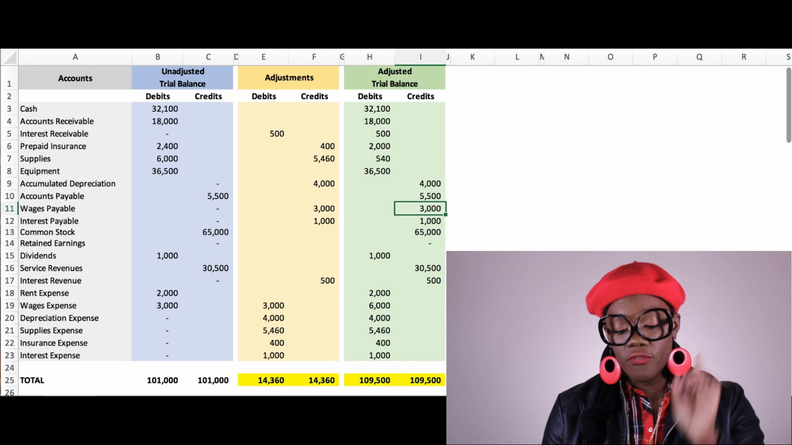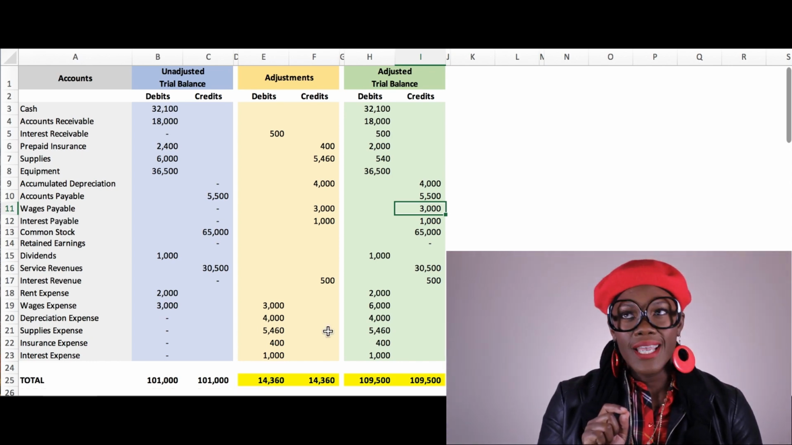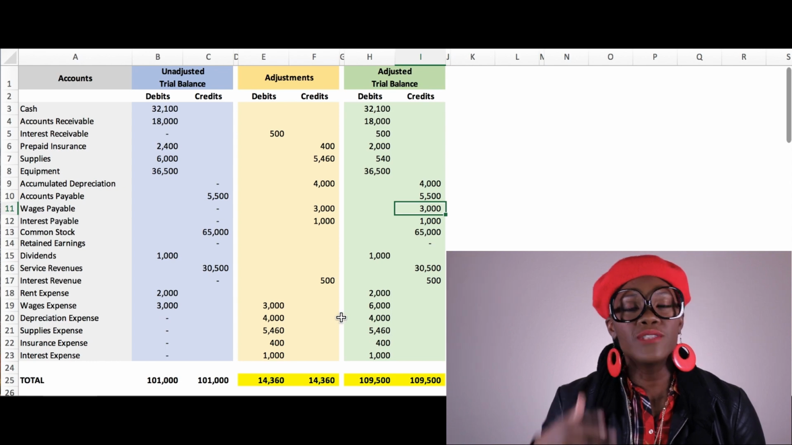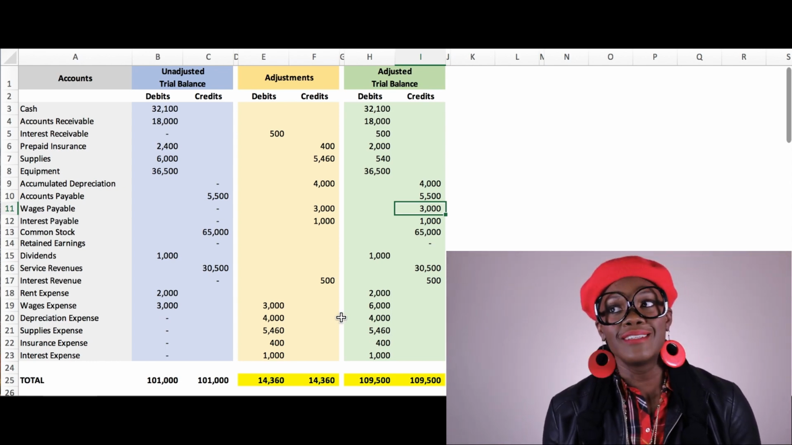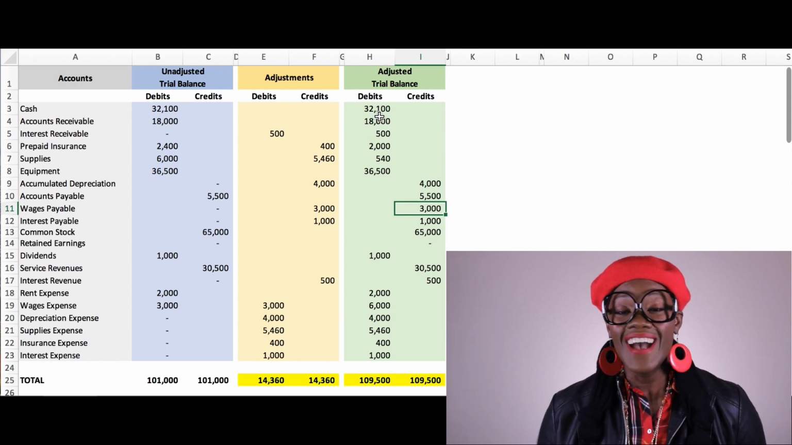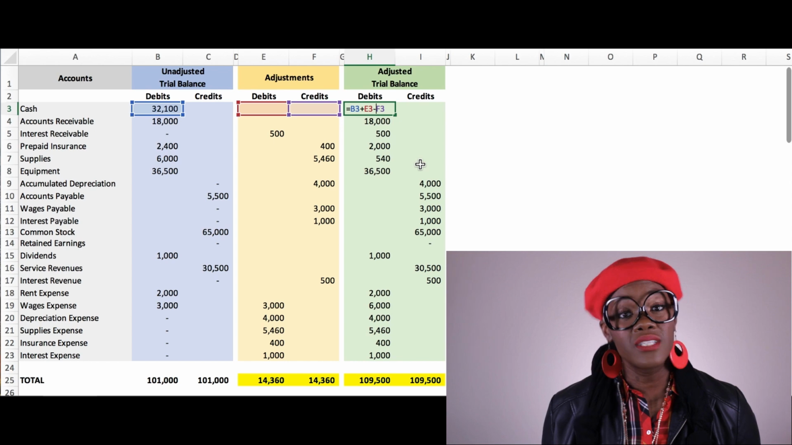So just really quick, before we leave the adjusted trial balance column, you'll notice stuff has just been auto-populating, right? As we filled in the adjusting entry column, what happened is Professor Nance loves Excel, and so there's some formulas already in the adjusted trial balance column.